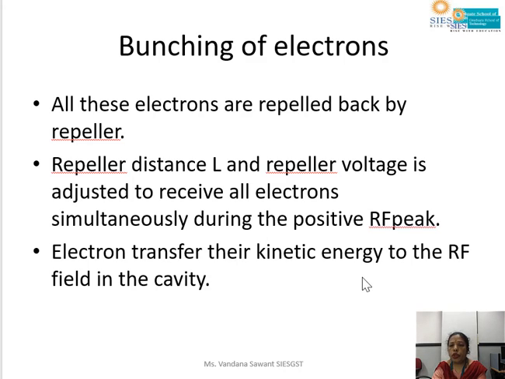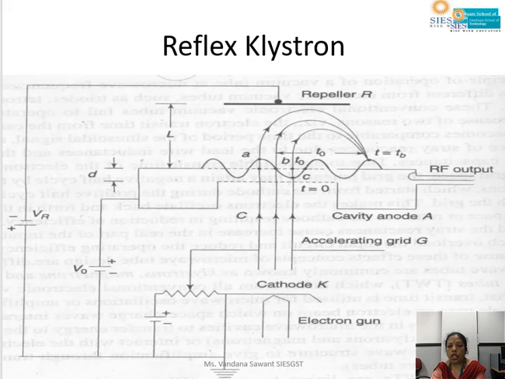So now, because of this density modulation or bunching, the electrons reaching the cavity have their velocity decreased. As the velocity decreases, they will lose their kinetic energy. Now, we know that energy can only be transferred. So this lost kinetic energy can be caught by the AC voltage. There is one fellow who is able to catch this lost kinetic energy, that is this AC voltage.